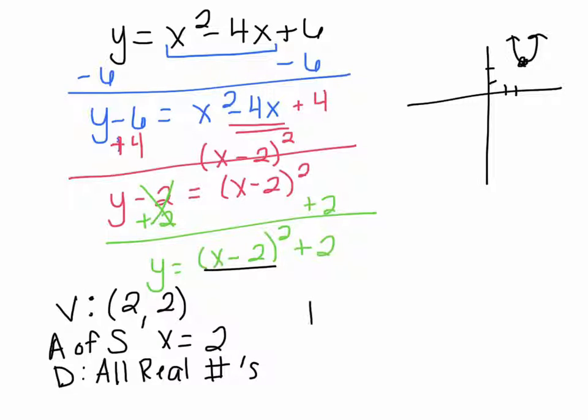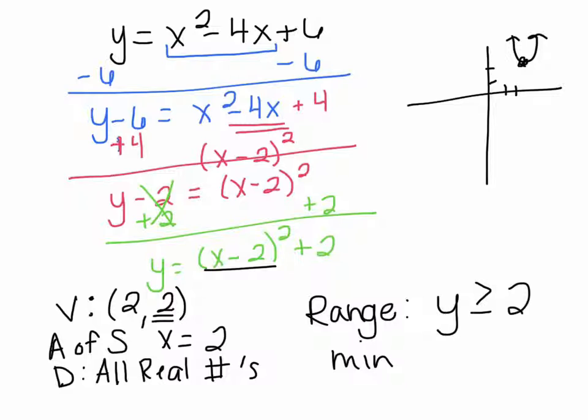The range is going to be my y value, and since everything's above the vertex, it's going to be greater than or equal to 0. If it asks you if you have a minimum or a maximum, in this case I have a minimum because I have a bottom of the graph.